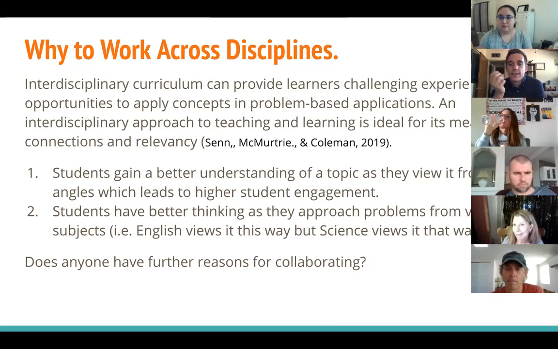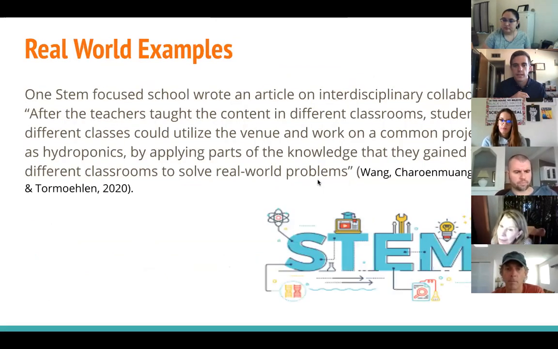So it gives, like, those smart Alecs that are like, Mister, I'm never going to use the quadratic equation, but it's like, well, you might not use the specific thing, but you can see how this is used in so many different subjects, so many different ways. So it makes their learning a little bit more holistic.